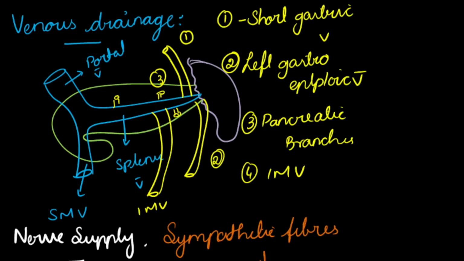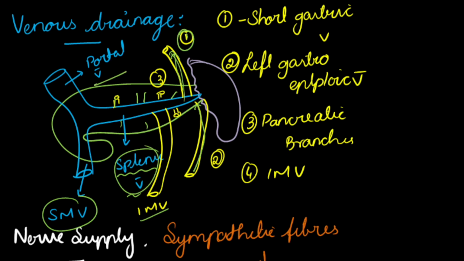So now regarding the venous drainage, the main venous drainage is through the splenic vein, and let's see regarding the tributary. First one is short gastric vein which you can see here, then the left gastroepiploic vein which drains here, and then numerous pancreatic branches, and at last comes the inferior mesenteric vein. So we all know that the superior mesenteric vein and the splenic vein connects to form the portal vein behind the neck of pancreas.